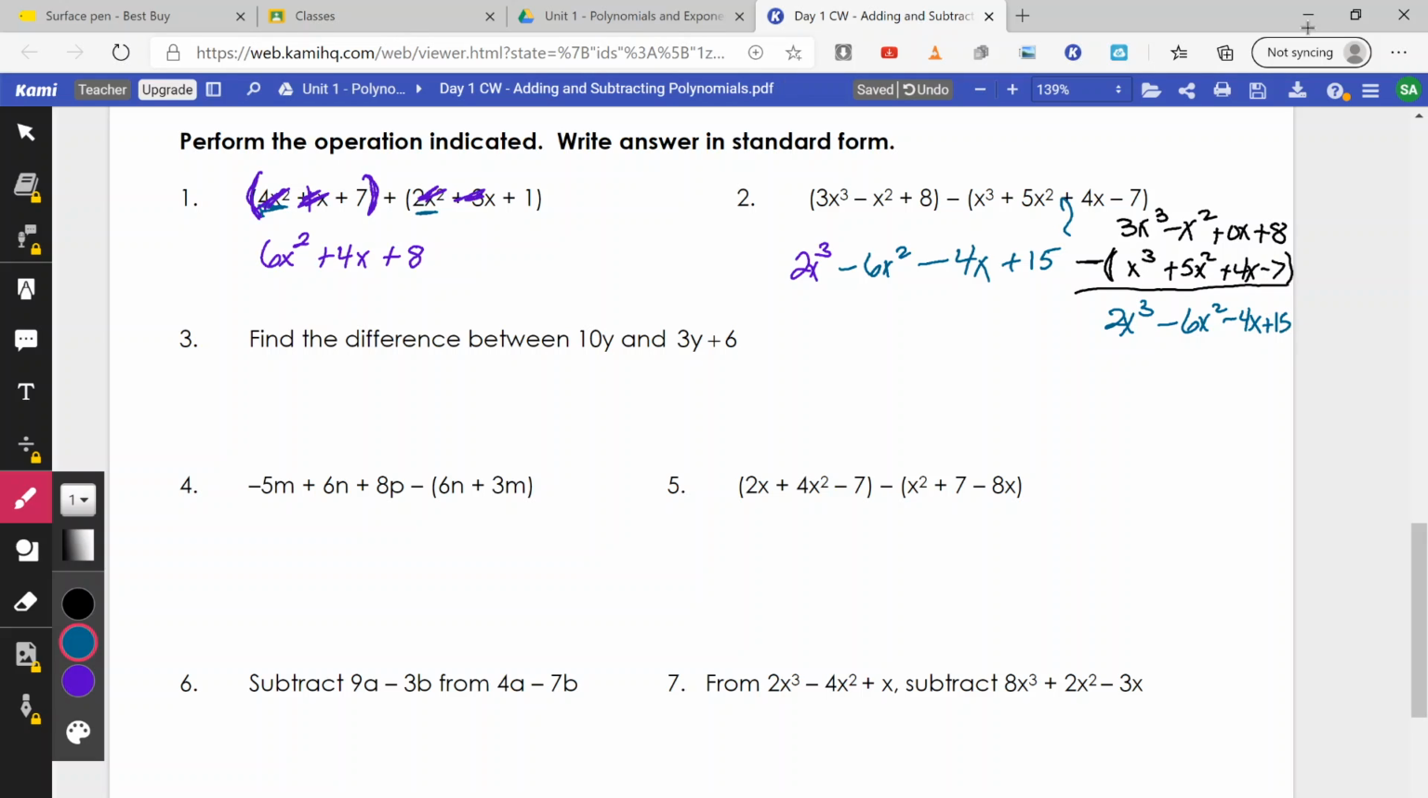So there's the two different ways that we could do it. We could either do it horizontally by subtracting these things, or we can line them up vertically, whichever you so desire.